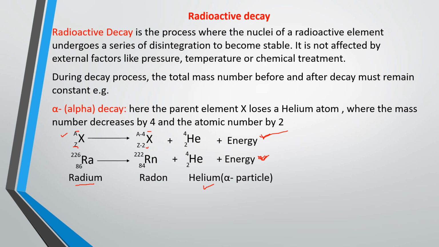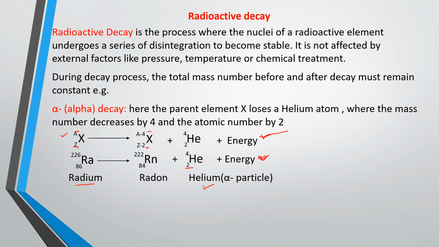Alpha decay will lead to the release of a helium atom. And this is the helium atom. So any equation where you have a helium atom being released is an alpha decay. Please take note of that, and then you will have your answers correct in your examinations.